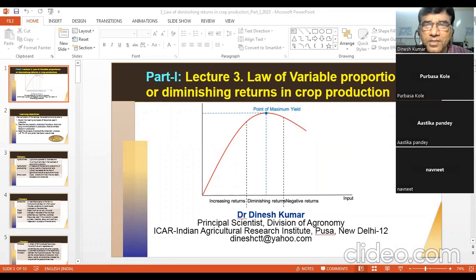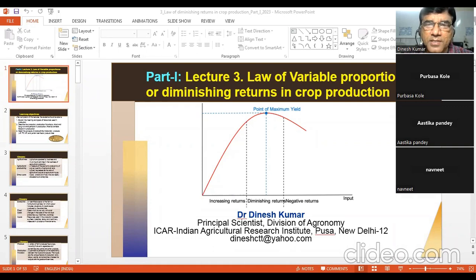Today we are going to discuss the law of variable proportions or law of diminishing return in crop production. This is a very, very important law, and usually it is found operational in agriculture. Whenever we produce our animals, our crops, or whatsoever enterprise is there on the farm, we use a variety of resources to produce it, whatsoever it is.